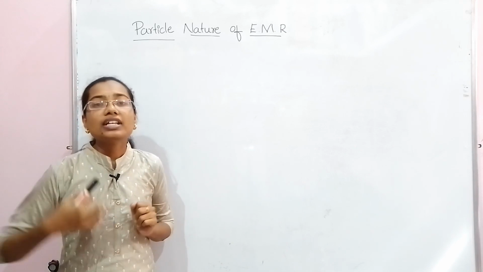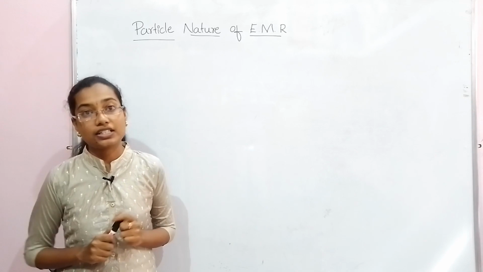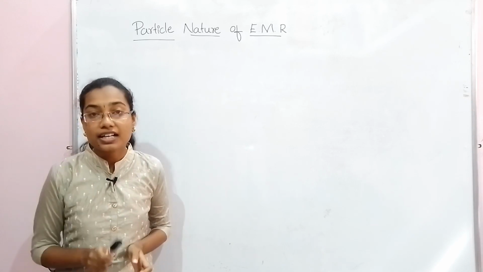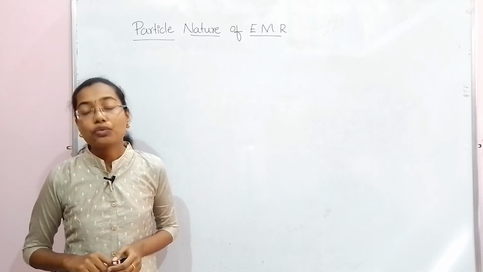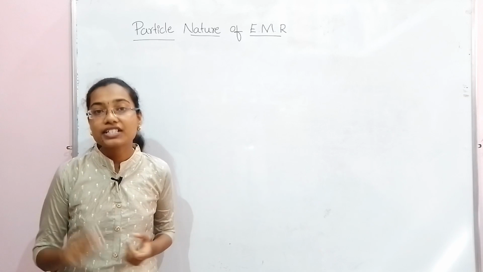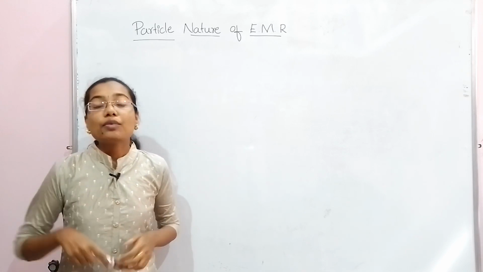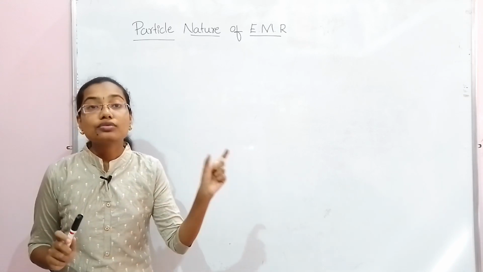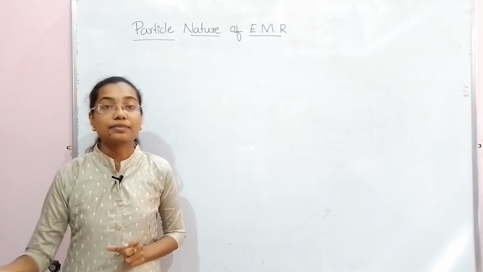But then how can this be explained? This can be explained on the basis of particle nature. If we consider the electromagnetic radiations as particles, then only we can explain these phenomena. What are those? Black body radiation, photoelectric effect and line spectrum. We will study these phenomena first, then we will move on to the particle nature, meaning how the particle nature of the electromagnetic radiations is exhibited.